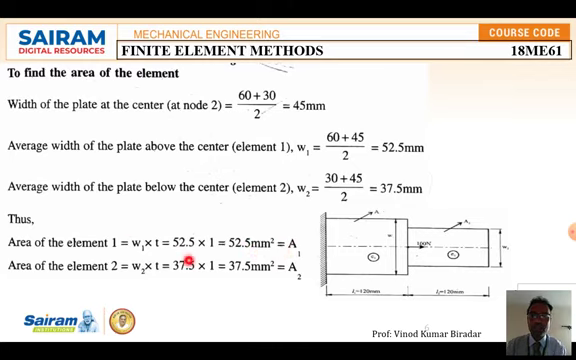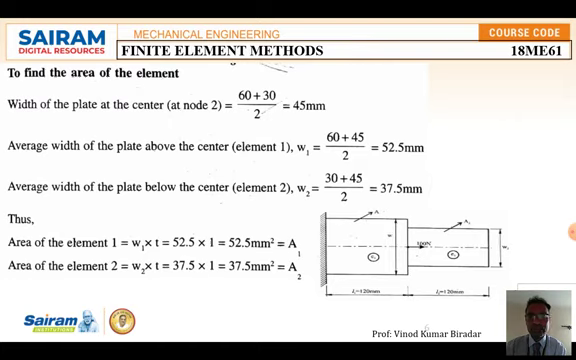Similarly, you have to calculate the area of the second element. Again, the average width of the plate below the center, that is element 2, is 30 plus 45 divided by 2. First you need to calculate the width at the center, then take the average width, then take that width into thickness, which gives the area of the element. Similarly, area of element 2 is equal to width, 37.5, and thickness is given as 1, so 37.5 mm². Okay, area 1 and area 2. This is the only trick to calculate the area if the width is given. Then the remaining procedure is the same.